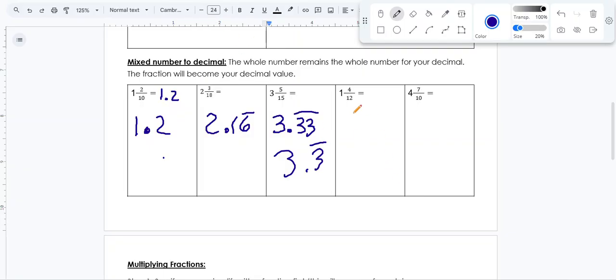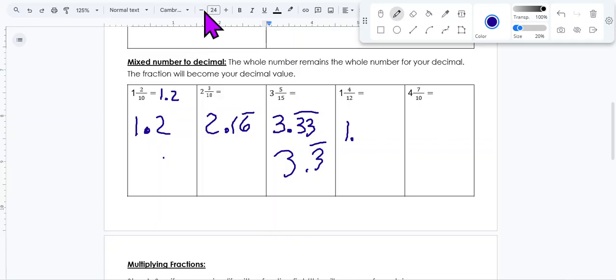So go ahead and pause the video. Try these two on your own. Remember, this whole number is going to be your whole number, and you're looking for your decimal value. So you just put this in your calculator, 4 divided by 12, and that'll give you your decimal. So go ahead and pause it, try these two on your own. Unpause it when you're done to check your work.